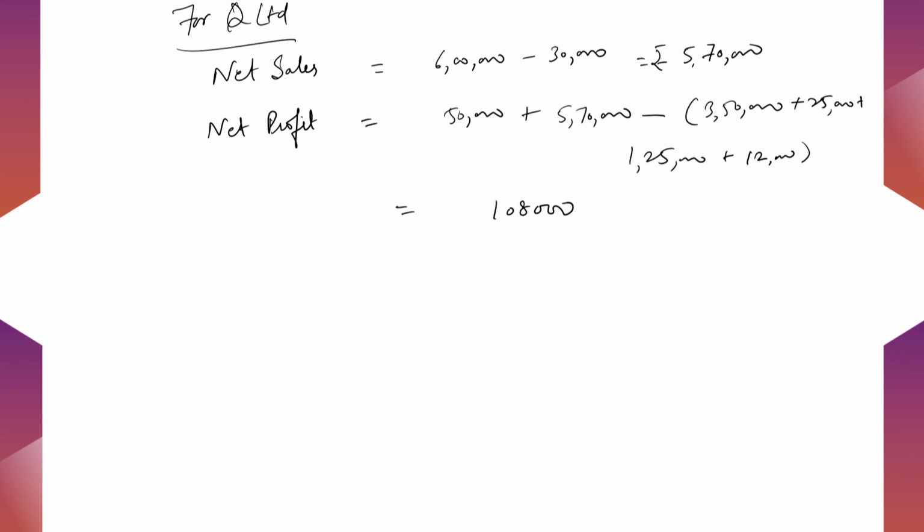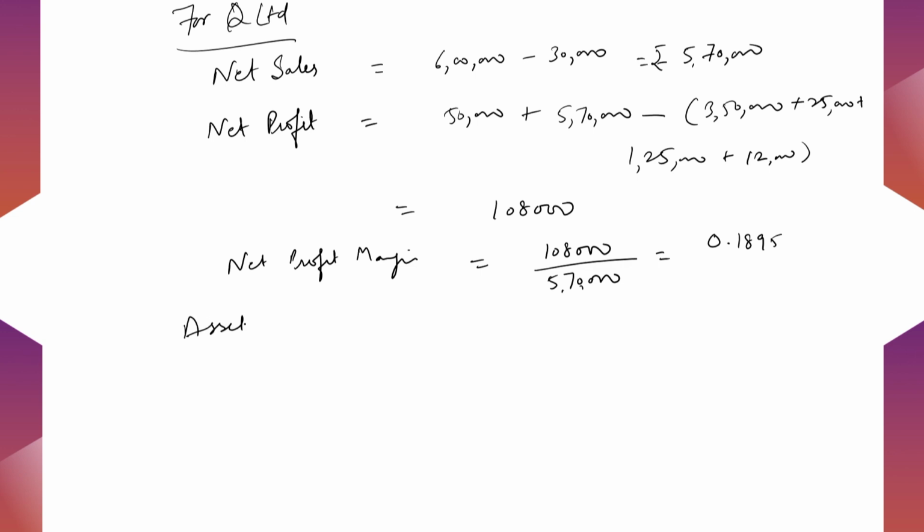Now we can calculate net profit margin for this. So net profit margin will be equal to 1 lakh 8,000 divided by 5 lakh 70,000. So it will be 0.1895.